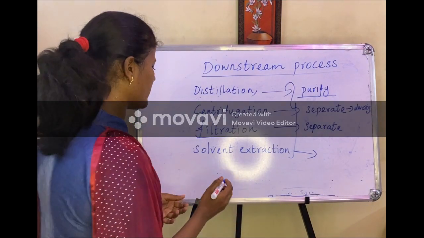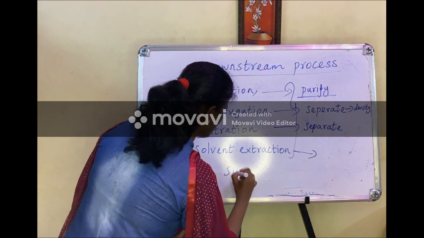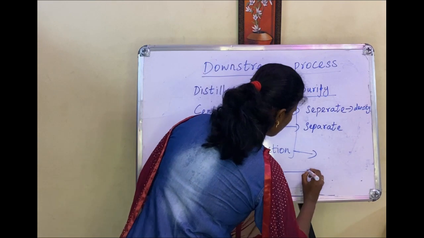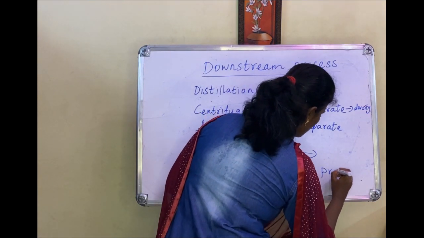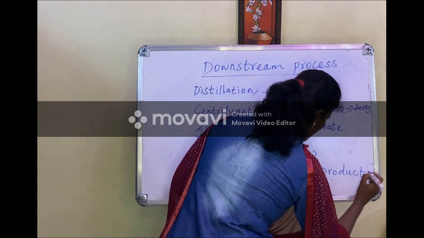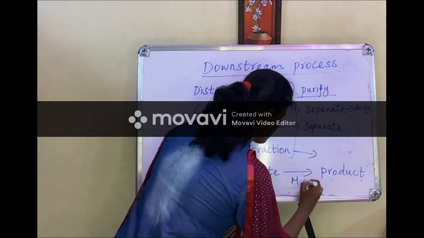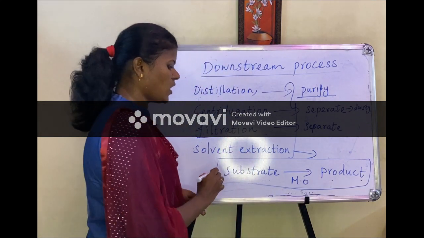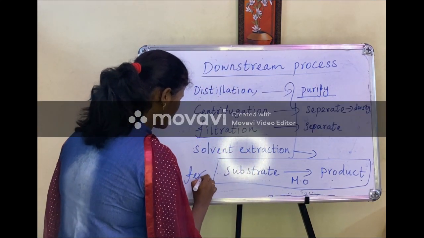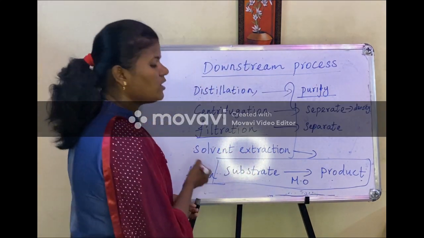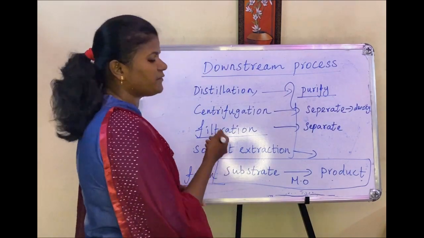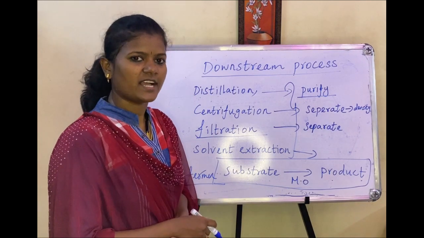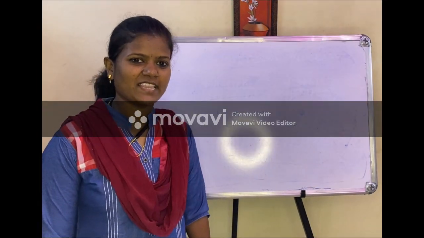See here, substrate is converted into the desired product by using microorganisms. This process is called fermentation. This fermentation process takes place in the fermenter. Understand? Is this clear?